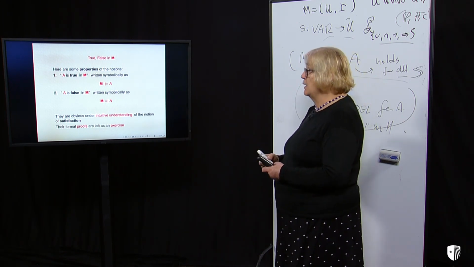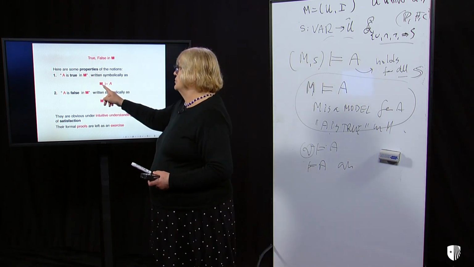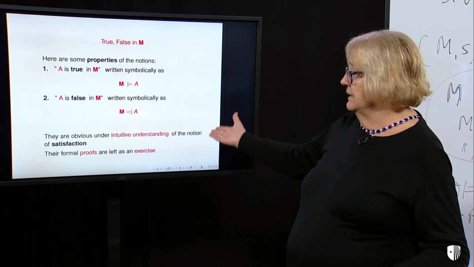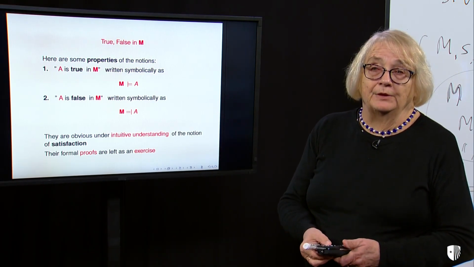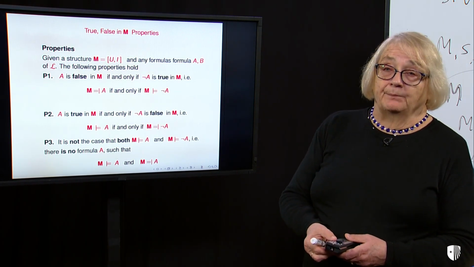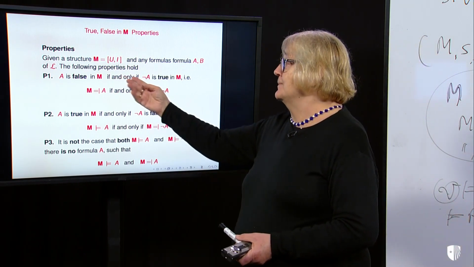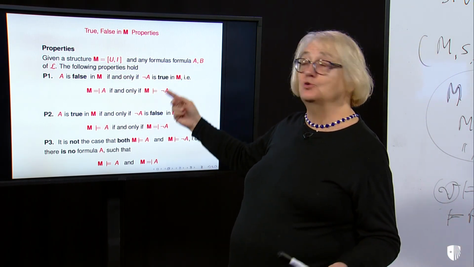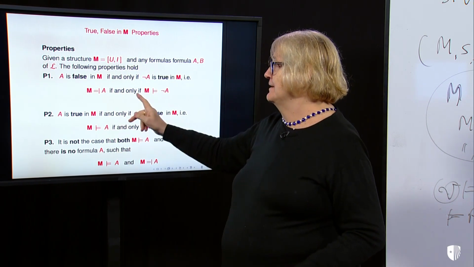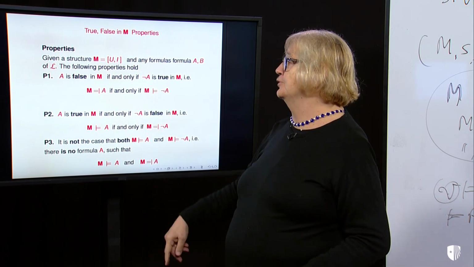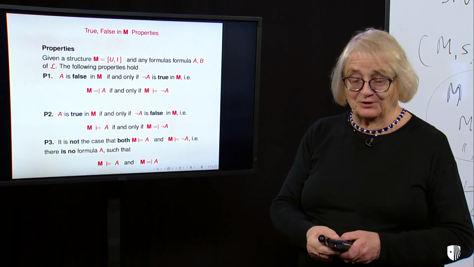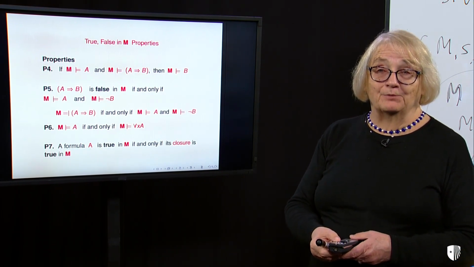And we write it symbolically. So let me also read it. A is true in M and A is false in M. We write like this. And because we have an intuitive understanding of the notion of satisfaction, you have different properties: A is false in M if and only if the negation of A is true in M, if it's classical logic. So you can see by definition you have all those very nice properties.